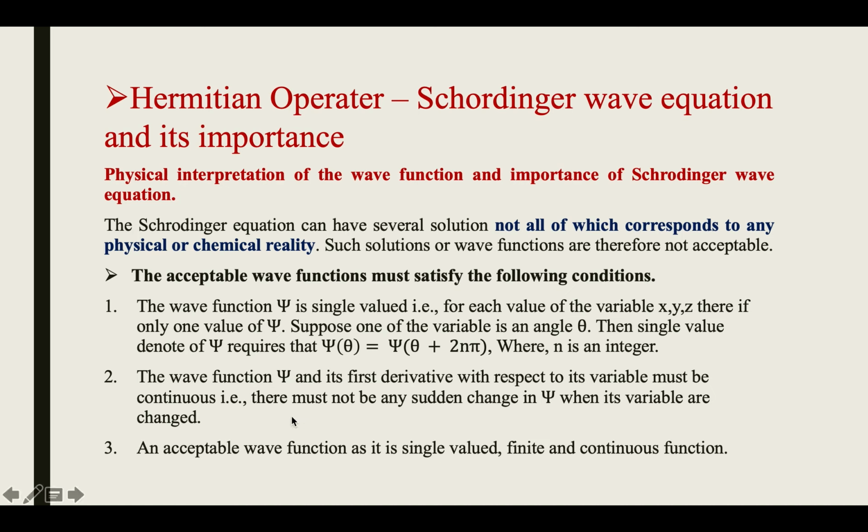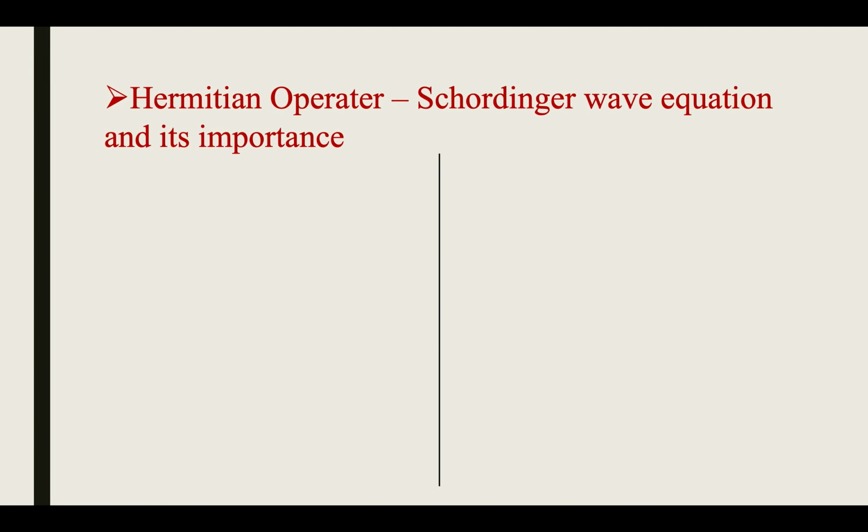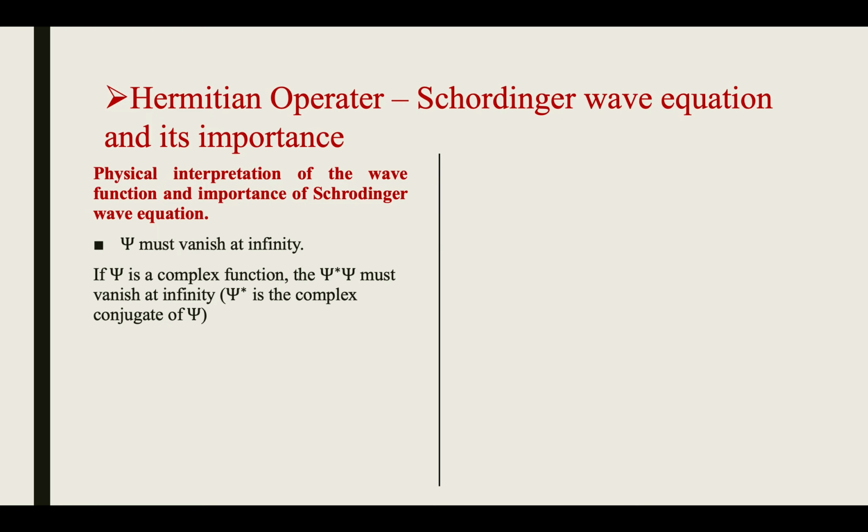Third condition is an acceptable wave function as it is a single valued, finite, and continuous function. So it should always be a single valued, finite, and continuous function. And the fourth condition is for a bound state. For a bound state, psi must vanish at infinity, because after the boundary there is no probability of finding any electron in the wave function. So therefore, the psi function should vanish at infinity.